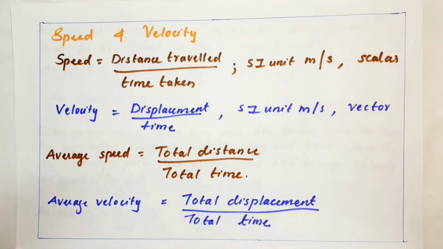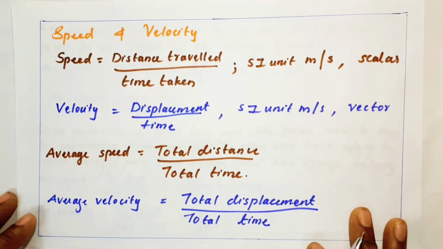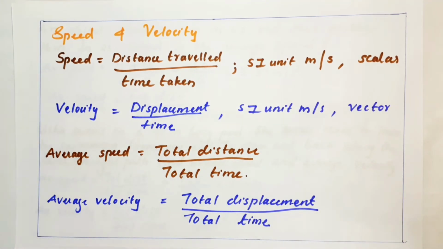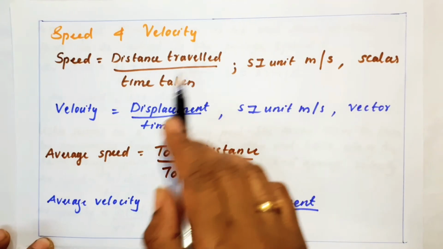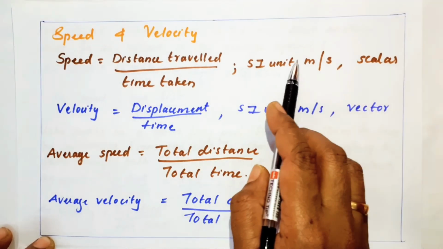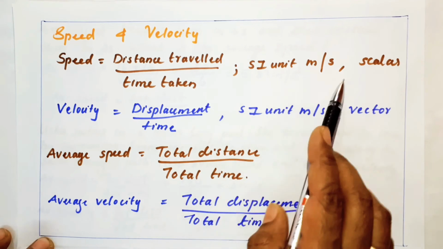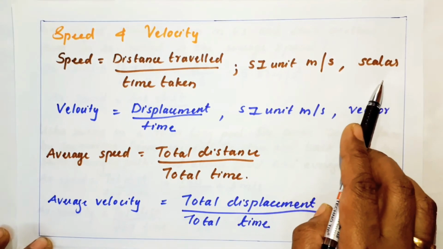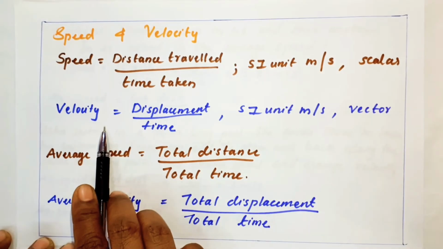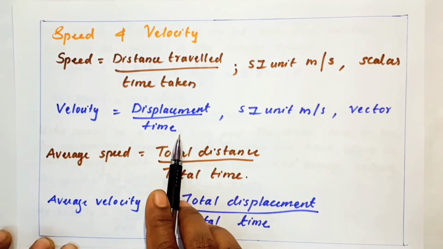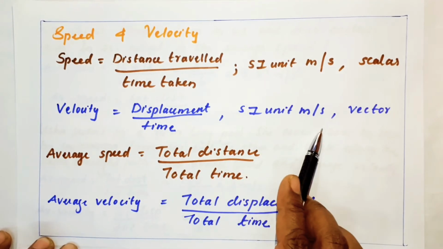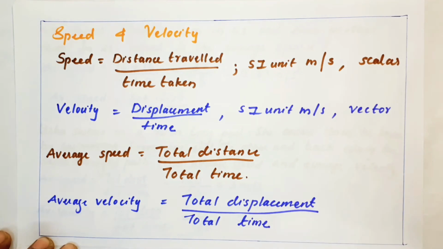Now I am going for the next physical quantity called speed and velocity. In simple form, speed is how we can understand how the motion is going on. We can understand that with the help of a term called speed. So speed is distance traveled by time taken. So its SI unit is meter per second. This also is a scalar quantity. Velocity means displacement divided by time. Its SI unit is also meter per second. It is a vector quantity.